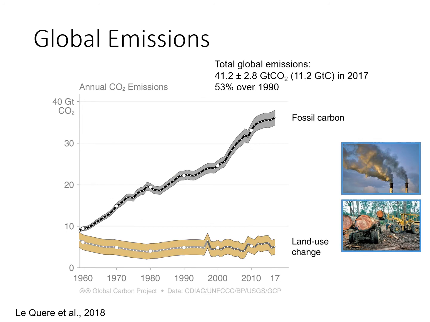This slide compares contributions from fossil fuels to land use change from 1960 to 2017. Based on this slide, total emissions by humans in 2017 were 41.2 plus or minus 2.8 gigatons of carbon dioxide, which is equivalent to 11.2 gigatons of carbon. Contributions from fossil fuel burning are much larger than land use or land clearance.